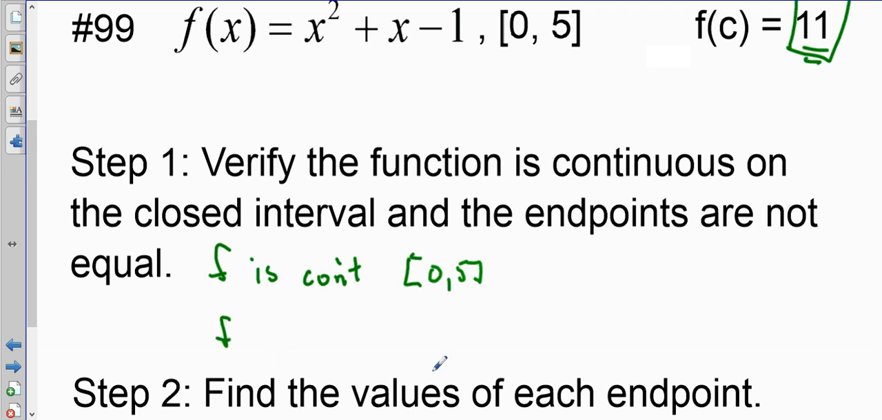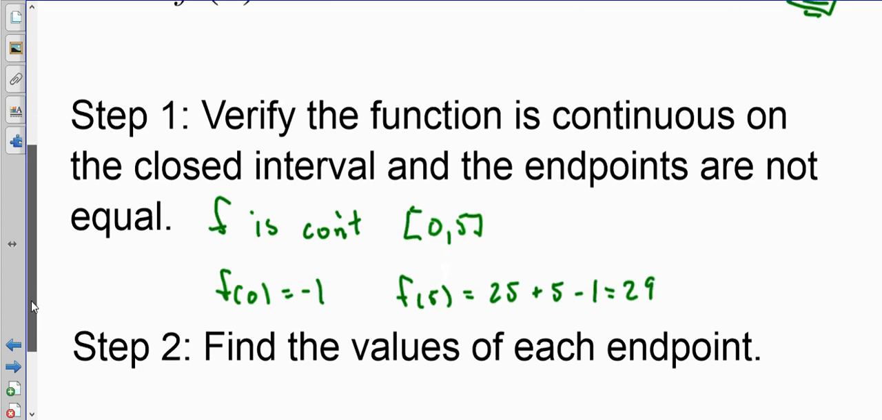So I'm going to find the values of the endpoints. I'm going to plug in f of 0, which is going to equal -1. Then I'm going to find f of 5, plug that in there, and we have 25 plus 5 minus 1, which is going to be 29. Well, this is the question: is 11 between -1 and 29?